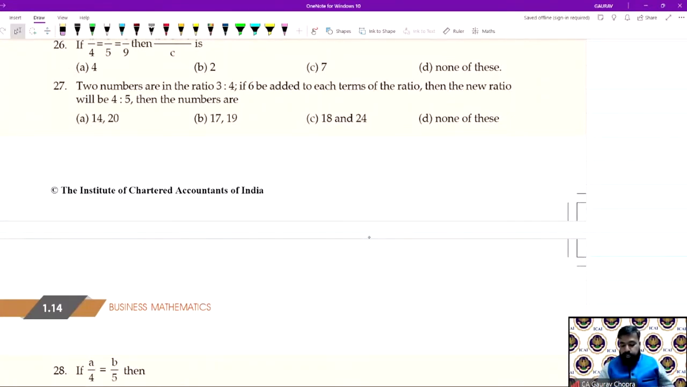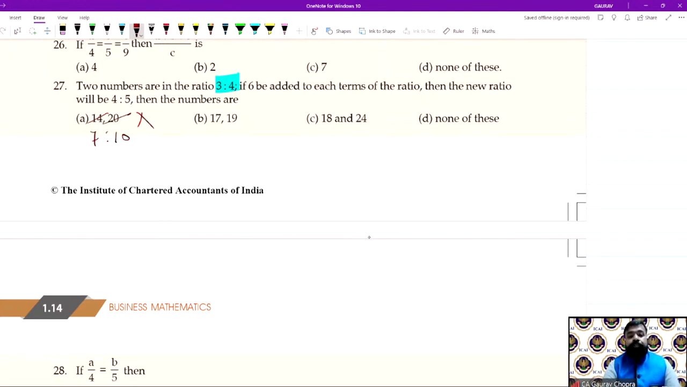So what about 27? Two numbers are in the ratio of 3:4. And if 6 is added to each term of the ratio, the new ratio will be 4:5. Yes, this can be easily done using the options. Best way is to use the options. First check that the two numbers should be in the ratio of 3:4. So let us check. 14 and 20, are they in 3:4? If we cancel, we get 7:10. So 3:4 is not there.